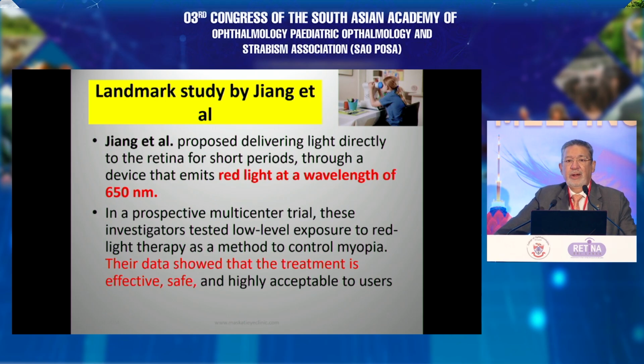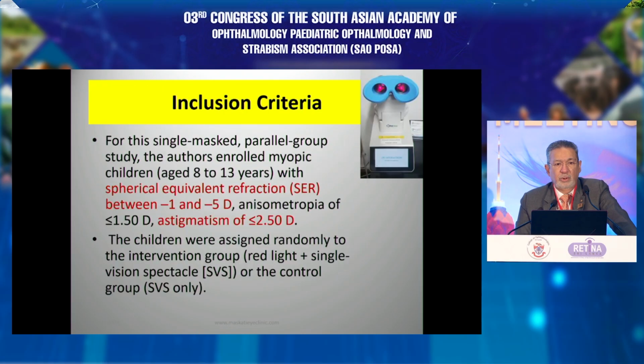They proposed delivering light directly to the retina for short bursts through a device that emits red light at a wavelength of 650 nanometers. So they did a multi-center trial. They tested this as a method of controlling myopia. The data showed that the treatment is effective, safe, and because it is at home use and just 10 minutes bursts twice a day, it's quite highly acceptable to the users.